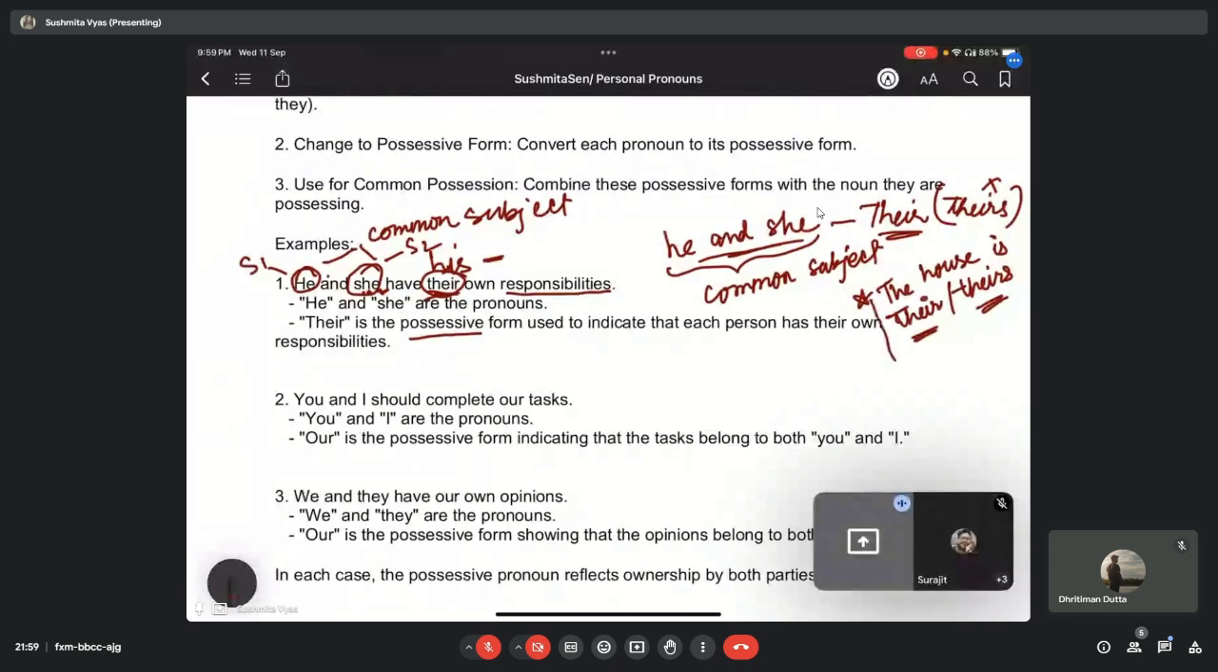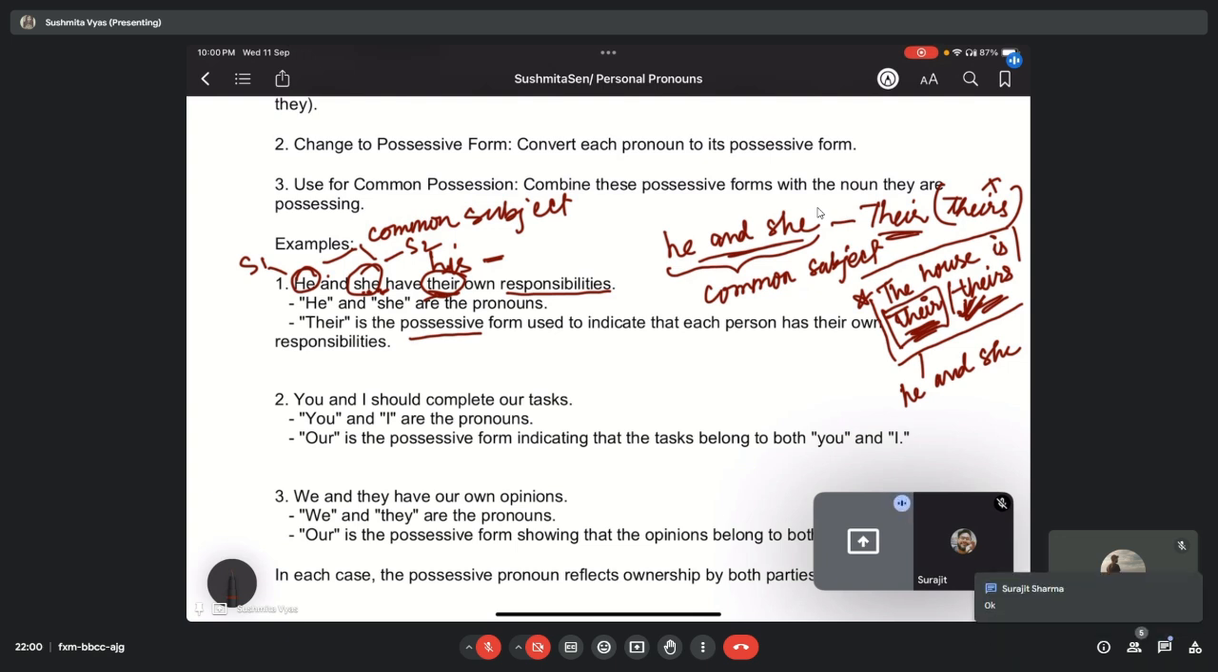Guys, what is the correct option for this one? The house is there or the house is theirs? The house is theirs. Yes, right. The house is theirs, not the house is there. But when we are talking about a common subject, he and she, at that point we will use their. Okay?